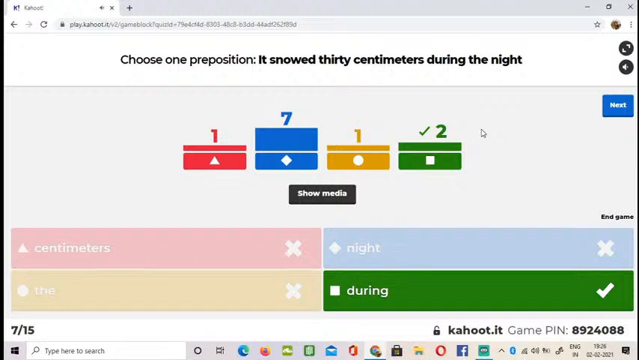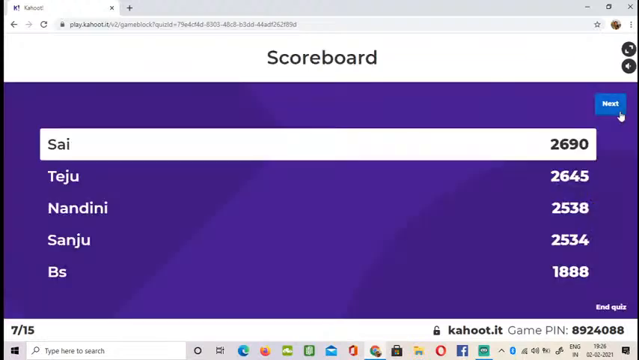That's during. Okay, and 7 of you have answered it night. But that's not a correct answer, because night is describing the day and night, something like that. During is a time period. During the night. It's a time period, so it is the preposition over here. Okay, I hope you all got it. So now let's see the next question. Okay, there is no change in the scoreboard. So now let's move on to the next question.